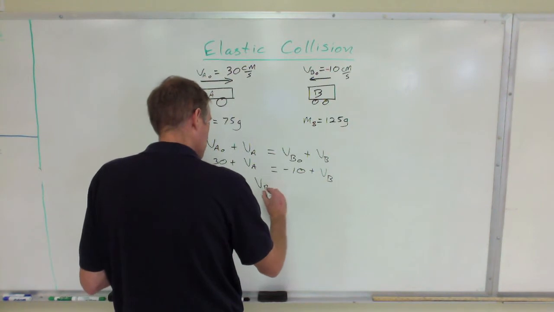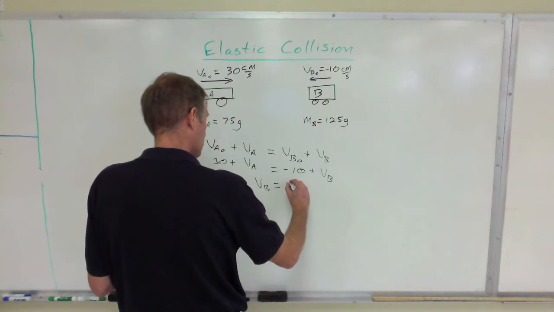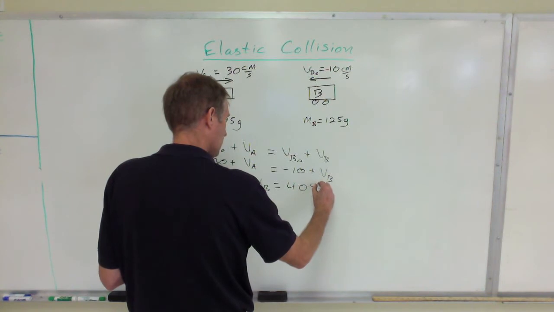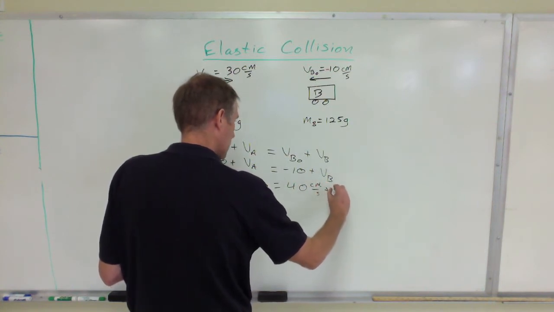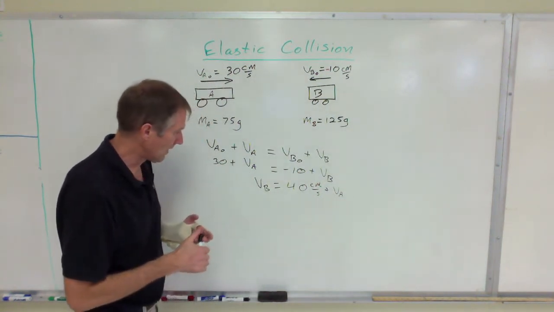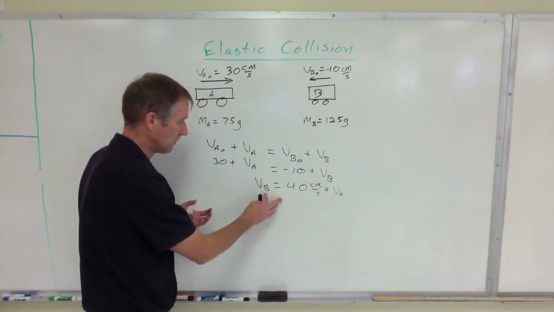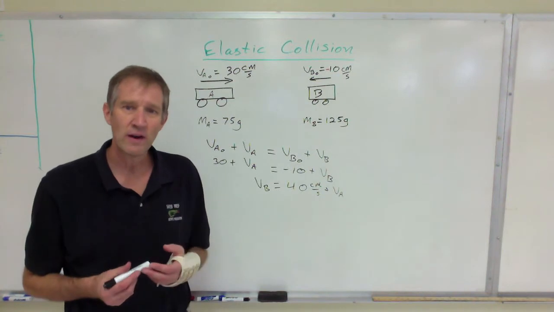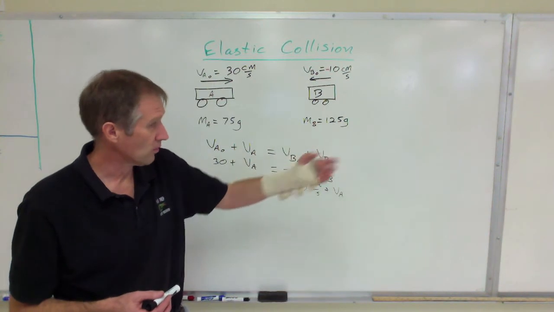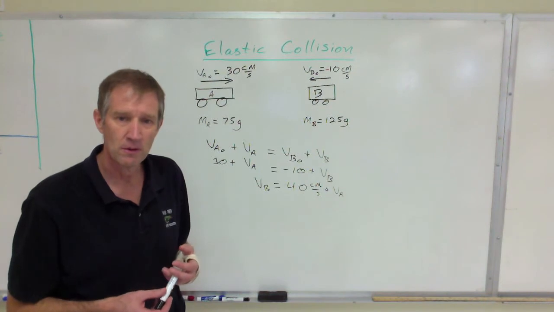So VB equals 40 centimeters per second plus VA, right? Add that to the other side, plus VA. There we go. So now we have an expression relating the velocity of object B after the collision to object A. And then the easiest way to do this is to go into the other board and solve using conservation of momentum.